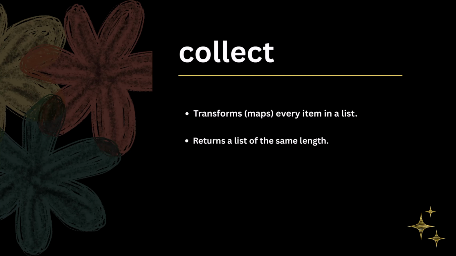Next we have the collect method. While findAll filters, collect transforms. It performs an operation on every single item in the original list and returns a new list of results. And in the case of collect, it returns a list of the same length. Let's look at the code.